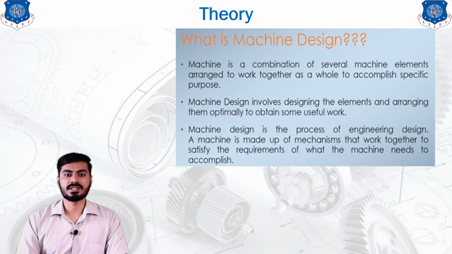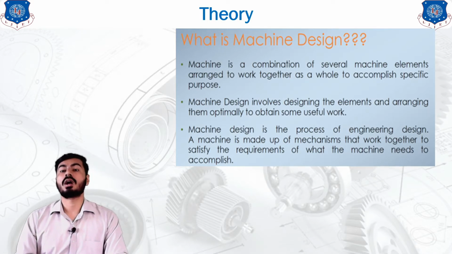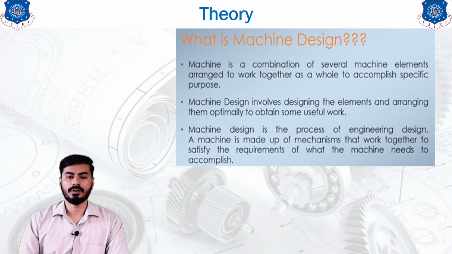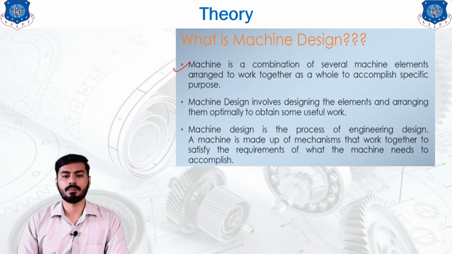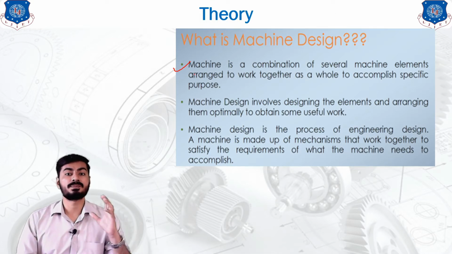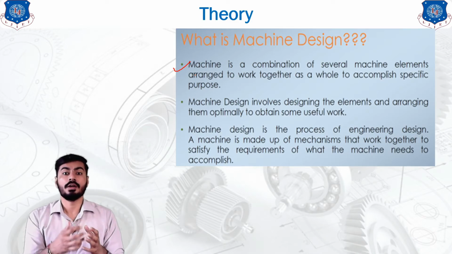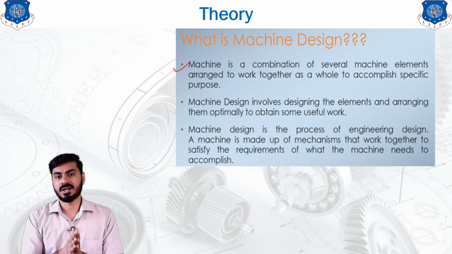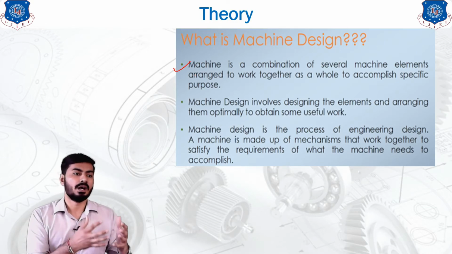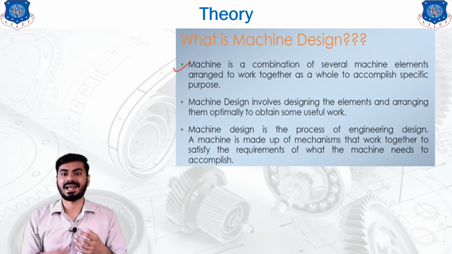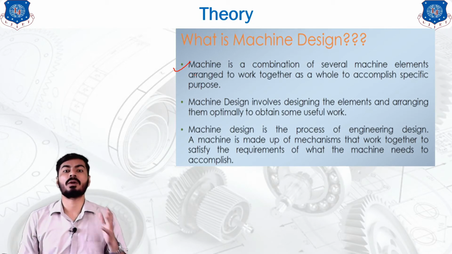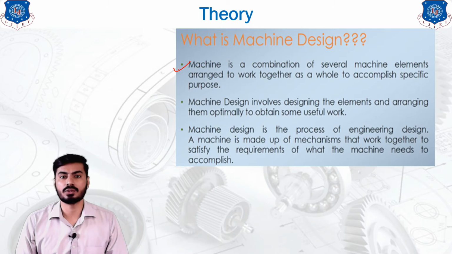First of all, if you see this diagram, you will see that a machine is a combination of several machine elements arranged to work together as a whole to accomplish a specific purpose. So our machine is a combination of components which serves a specific purpose, whether it is manufacturing or luxury or anything that can be fulfilled by a combination of machine components, and that is known as a machine.